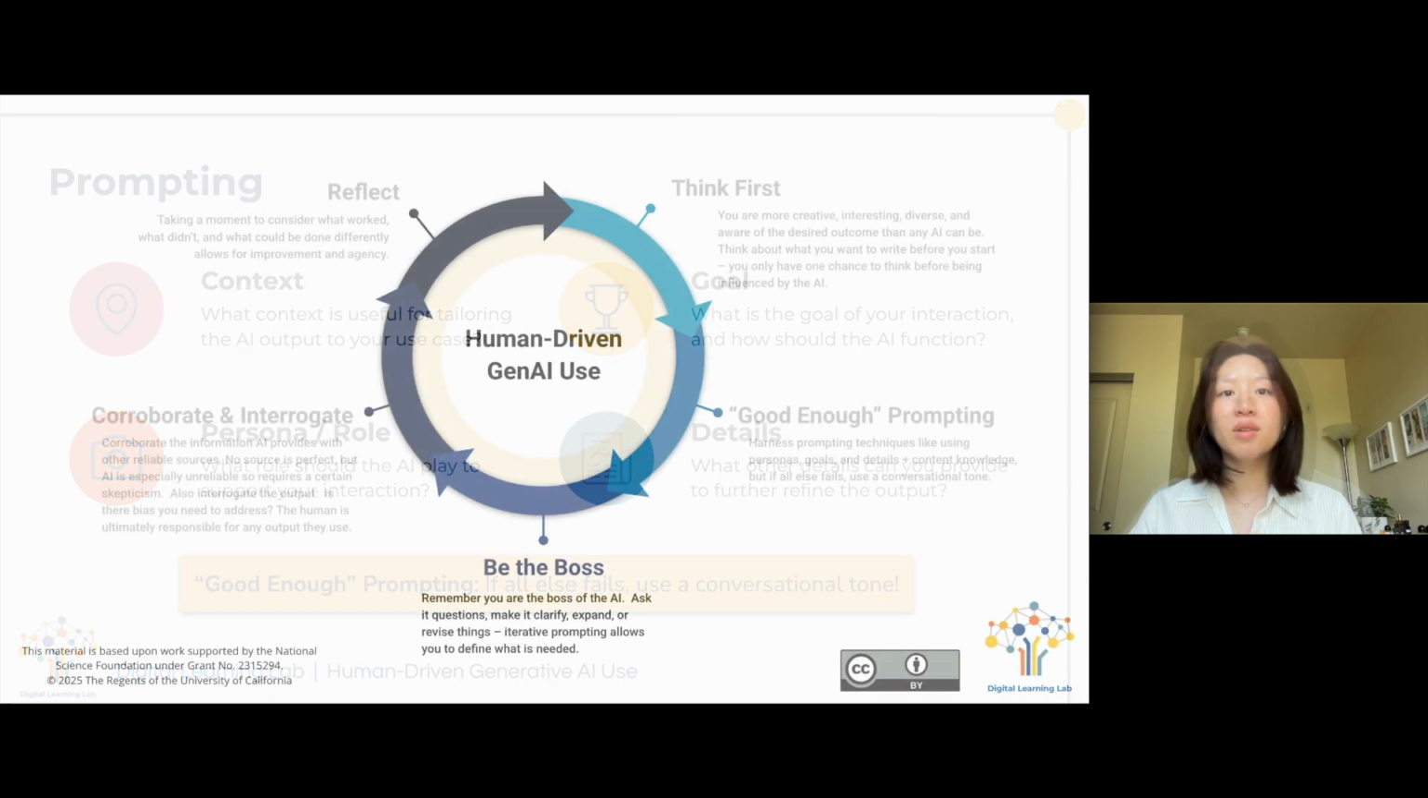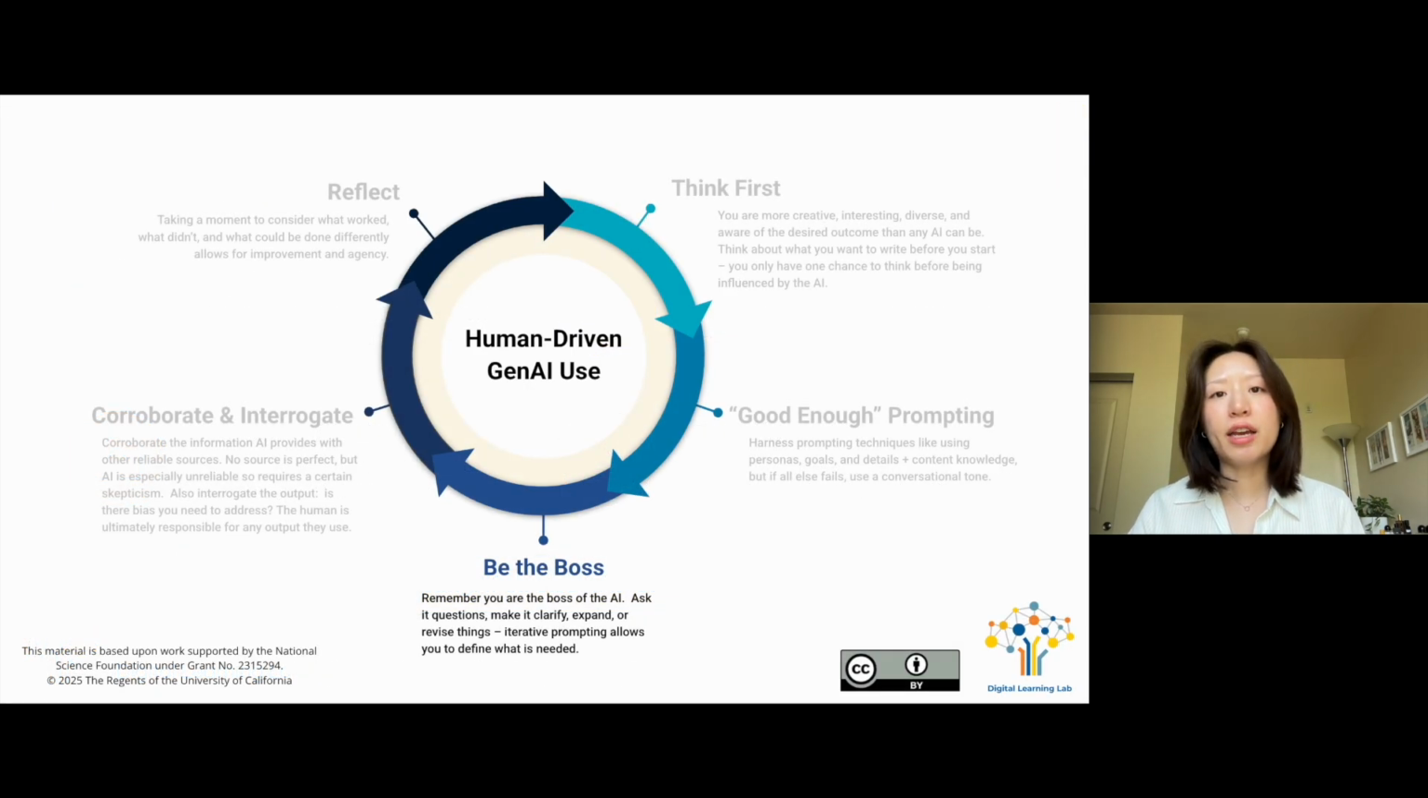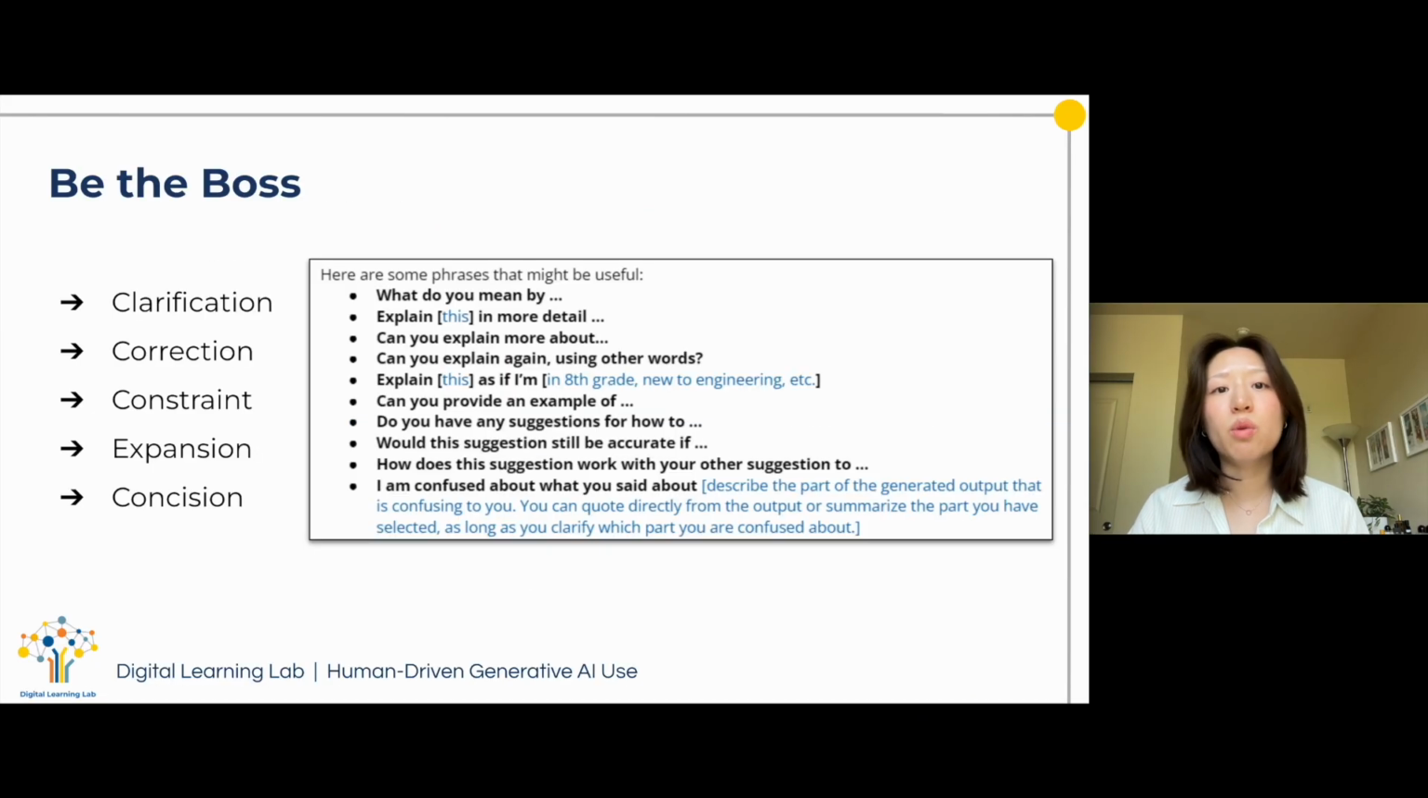The next step in human-driven generative AI use is to be the boss of your interaction. What this means is that you are the one leading and controlling the conversation with the AI. Remember, the AI doesn't have feelings. You should tell the AI to clarify things, tell it when it's wrong, tell it how to expand or constrain its response to be more precise, tell it to do whatever will help you get what you want from the AI output. If you want to try pushing back on the AI, these sentence starters may be helpful in trying that out.